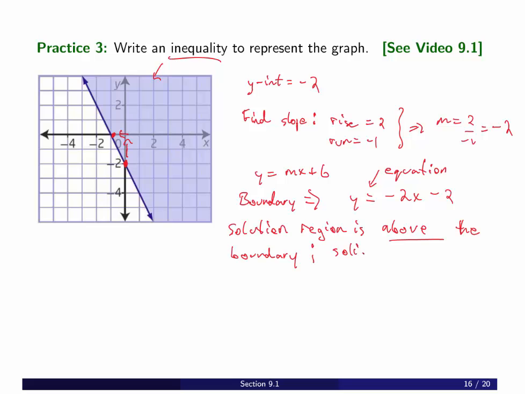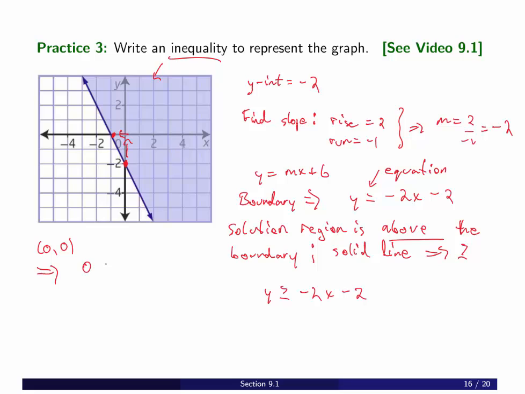Also, a solid line implies we're going to be using this symbol. Okay, y is greater than or equal to -2x minus 2. Now you can choose a test point. You can choose 0 and 0. Okay, that's in the solution region. That should satisfy the inequality that you just made.